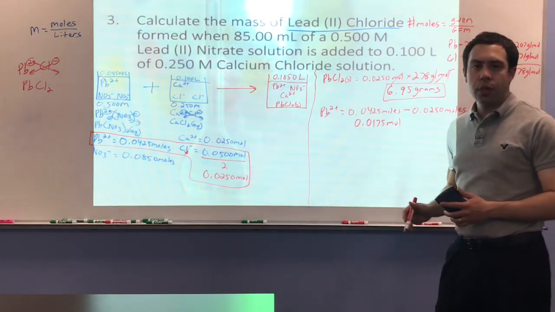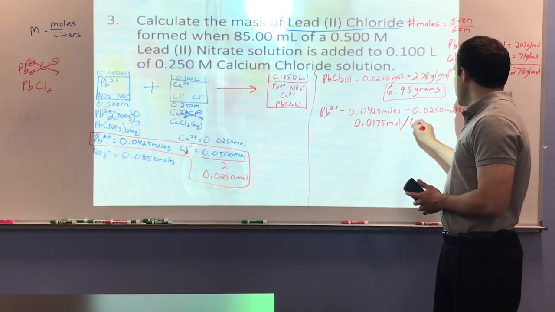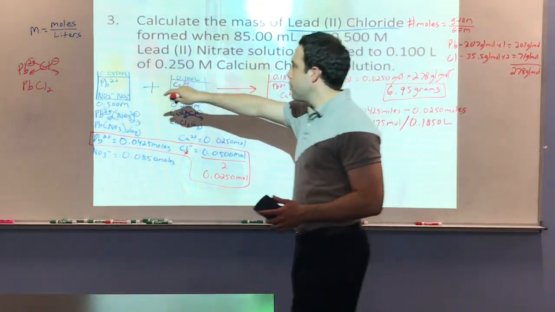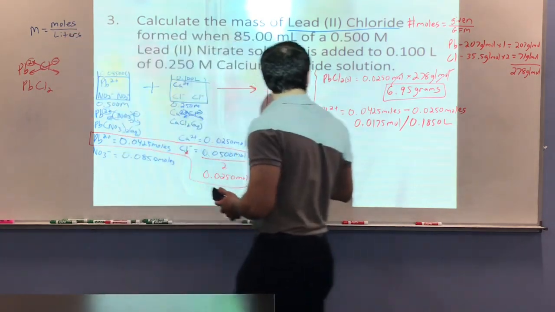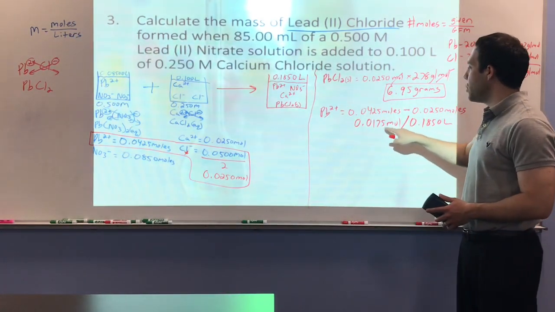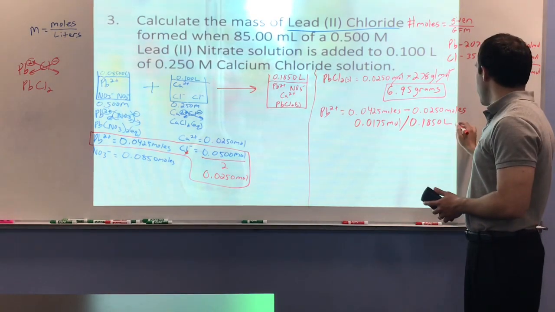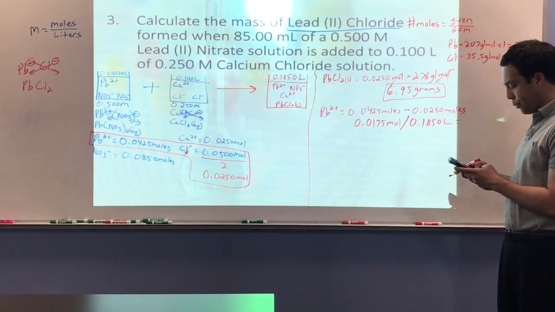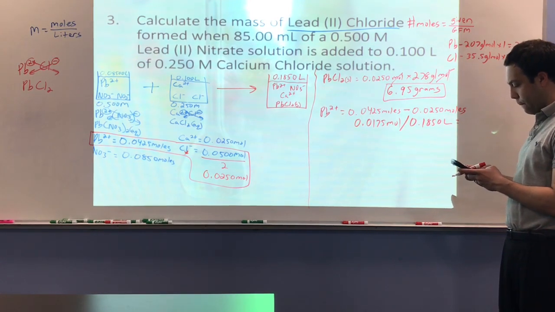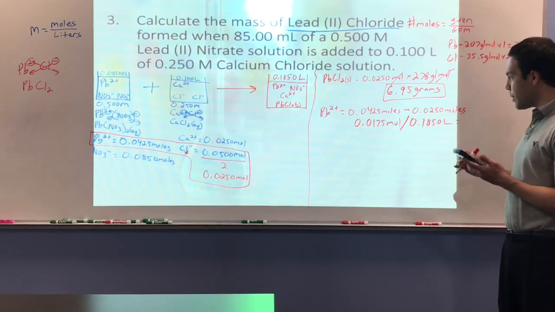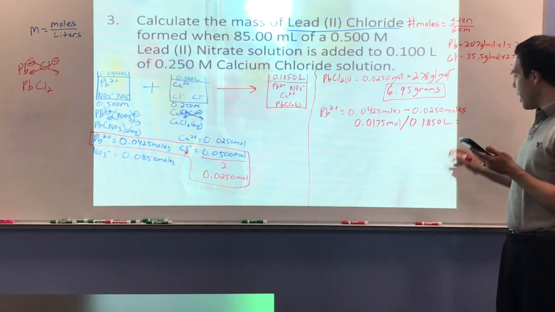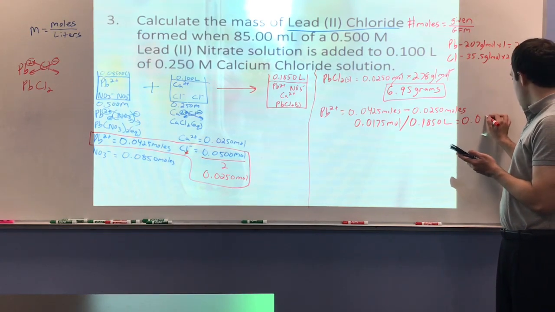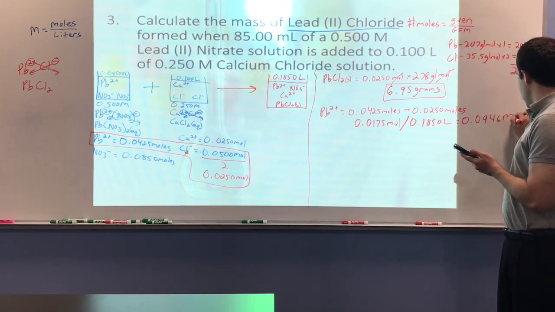Remember, our new solution has a volume of 0.1850 liters. So we use our molarity calculation. Molarity equals moles over liters. We have 0.0175 moles of Pb2+ left, divided by the solution, which is 0.1850 liters. And we get this repeating decimal. We'll round to 3 significant figures. We get 0.0946 molar.